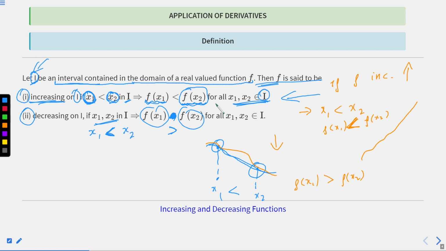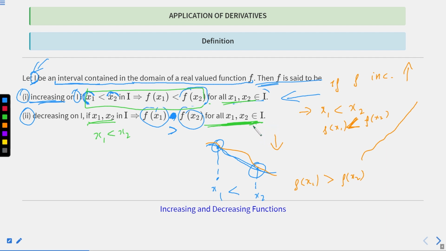We can only say increasing when this whole thing is happening for every x in the interval. And if x1 is less than x2 but f(x1) is greater than f(x2), and such a thing is happening for every x1, x2 in the interval, then you can say that your function is decreasing. I hope that it is clear to you.